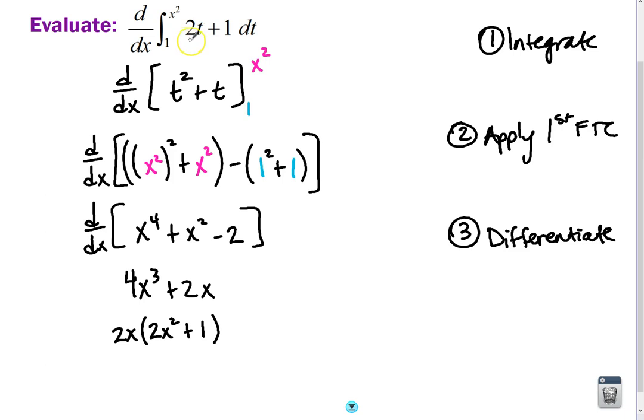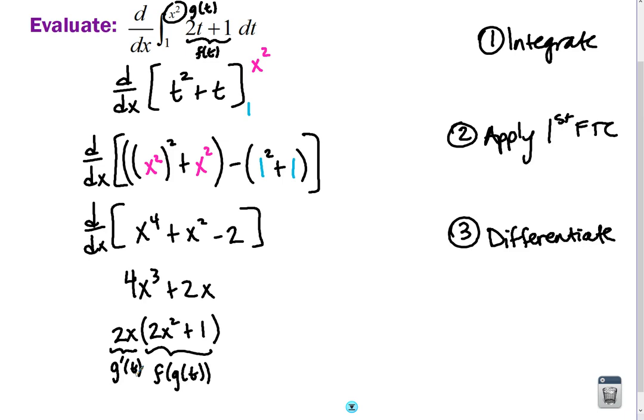So if I were to think of this right here as f of t, and this guy right here as g of t, well this is f of g of t. Because if I were to think of f of x as 2t plus 1, plugging in an x squared would just turn into 2x squared plus 1. And then this guy right here, where's that 2x come from? Oh, well, g prime is 2x.